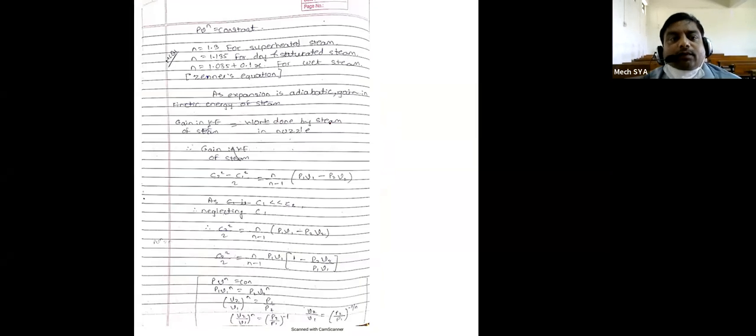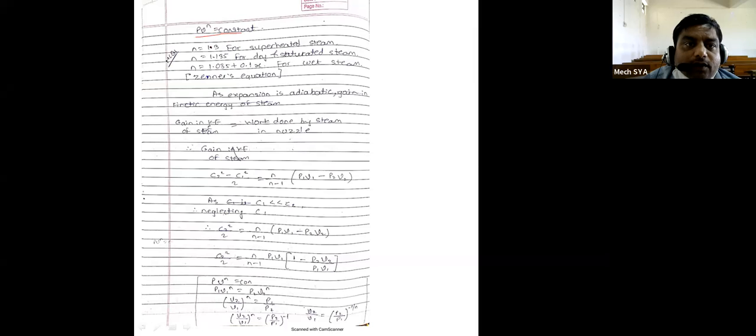Okay. Now the expansion is adiabatic, and the adiabatic law is PV raised to n is equal to constant. This is very important. Whatever the adiabatic expansion is, it follows the law PV raised to n is equal to constant, and this n is given by the type of steam. So n is equal to 1.3 for superheated steam.